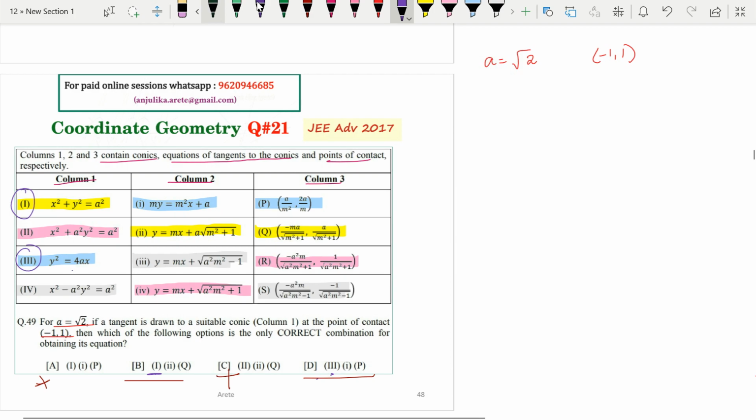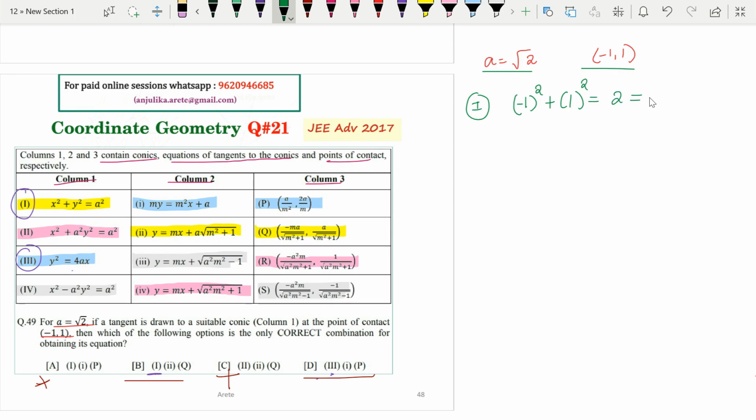So this and this. So what do we do to start with? First of all, we need to check, right, for this value of a, whether this point is on that curve or not. Correct? Let's start checking. So for the first one, let's check x square. I am going to plug in minus 1 for x, and for y I am going to plug in 1. Is it equal to 2? Is it a square? A is this, right? So root 2 square, is it? Yes. Okay, so definitely this is lying on that curve.